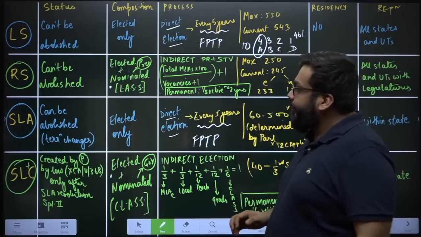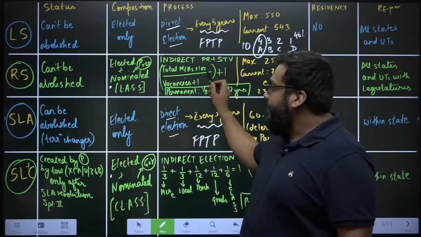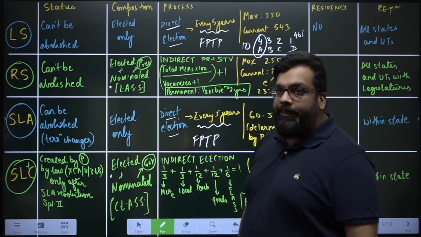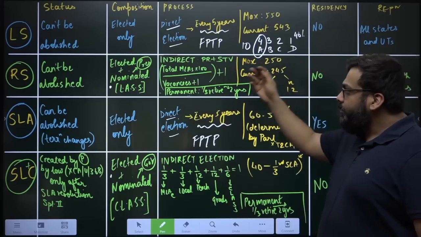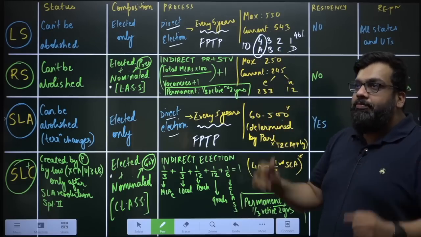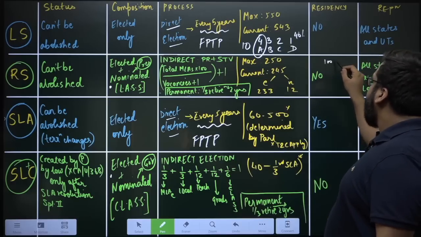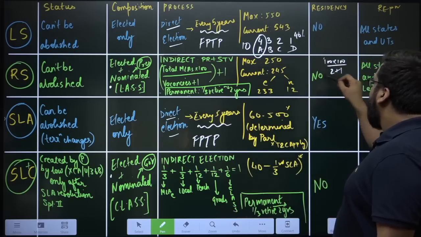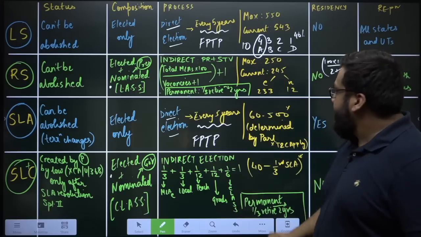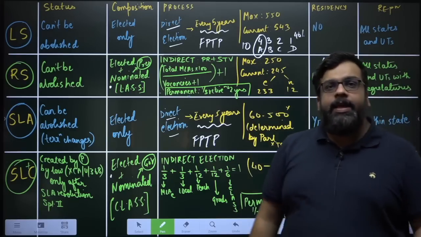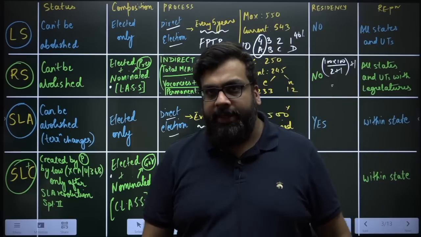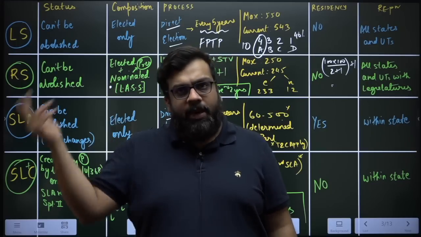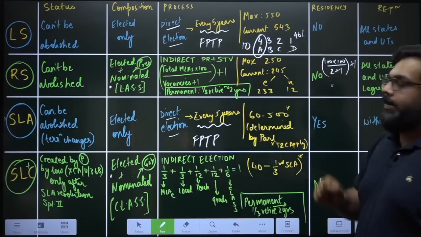The basic formula is the total number of MLAs into 100 upon (vacancies plus 1), close brackets, plus 1. So for example, let us say UP has, say, 100 seats. So 100 into 100 upon, let us say, there are 2 vacancies. So 2 plus 1, plus 1. This is the minimum number of votes that is required. Each first preference vote has a value of 100. In case this minimum vote is not reached by a single candidate, then the second preference gets added, like how we did it in a presidential election. That is how it is done, right?